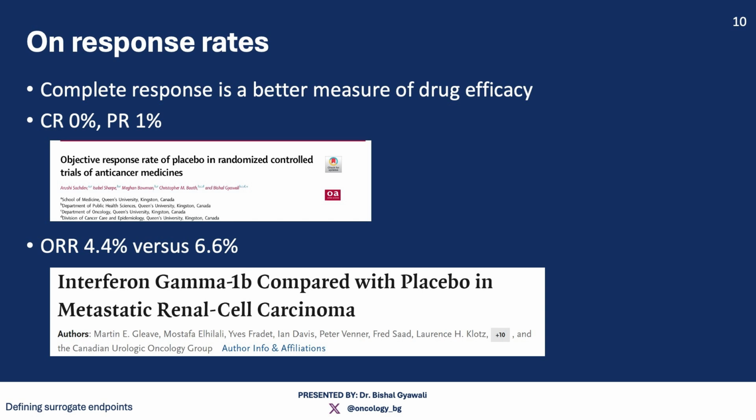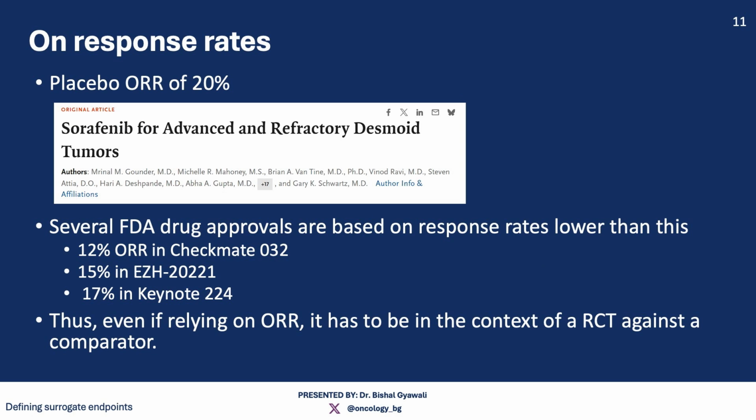The response from the drug was 4.4%, and placebo had a 6.6% response rate. One more example from desmoid tumor, where placebo had an overall response rate of 20%. But you compare that with some of the drugs that we have approved on the basis of response rate, like 12% response rate in Checkmate 032 trial, 15% response rate in EZH 20221 trial, 70% response rate in Keynote 224.